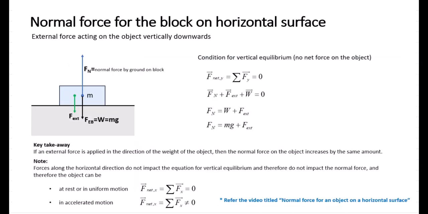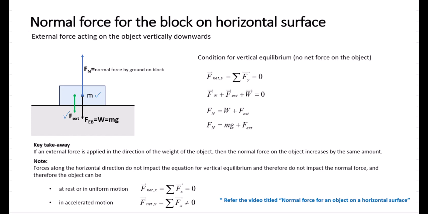So let's consider a block of mass m, which is on a horizontal surface, ground or earth. And we have to see what all forces are acting on the block m. And there is one more force that you see in the picture, which is force external. So you can assume that there is some force acting vertically downwards on the object m, and it could be in the form of a push vertically down.